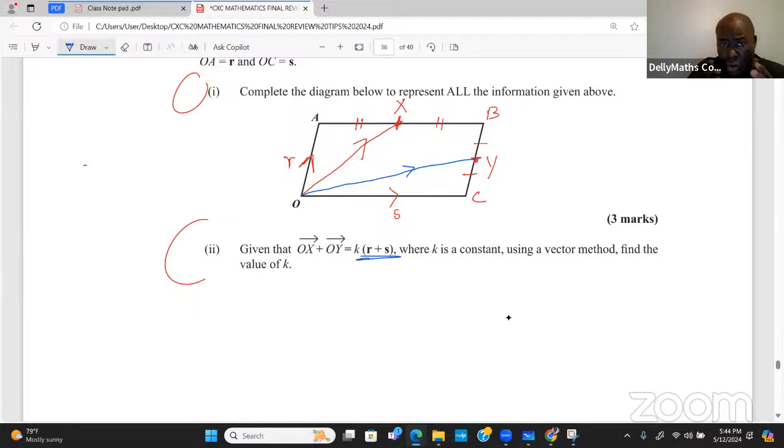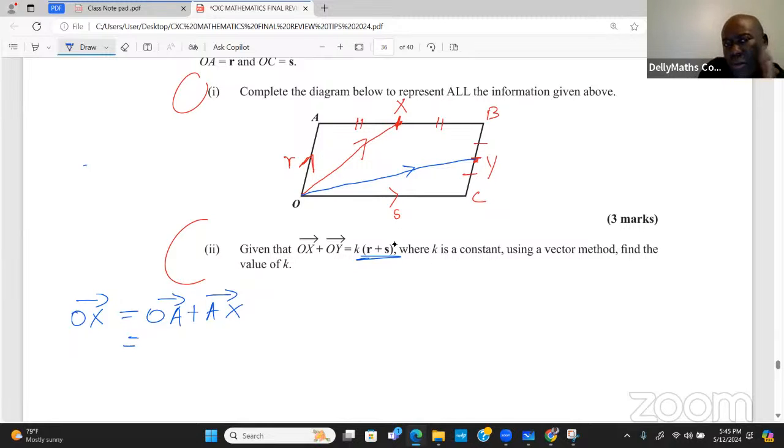So I'm going to find OX. How do I find it from O to X? OX is to travel from O to A, then from A to X. Let me do that right now. So that is OX.